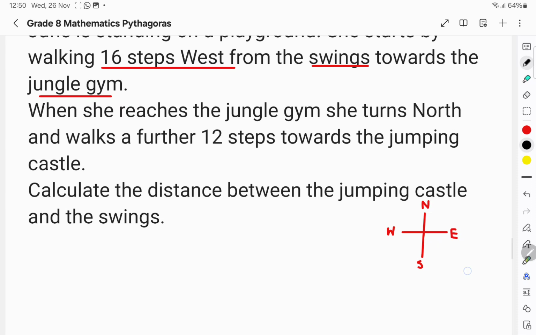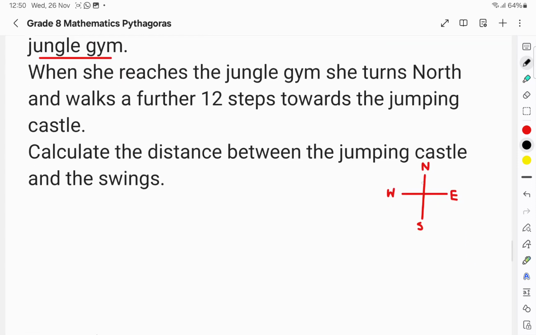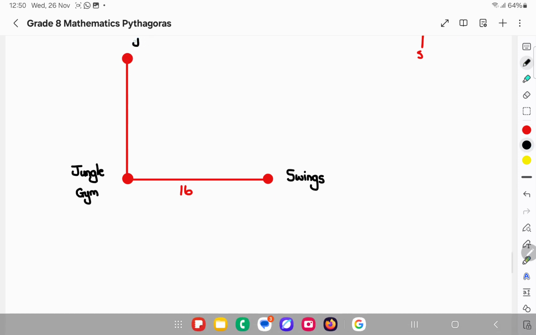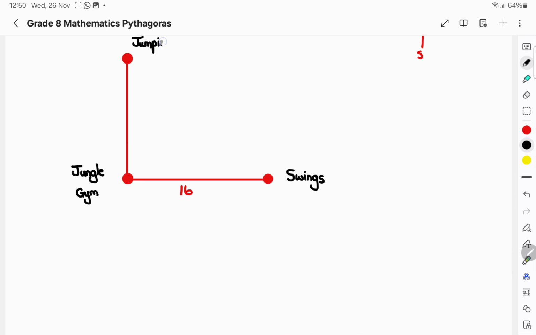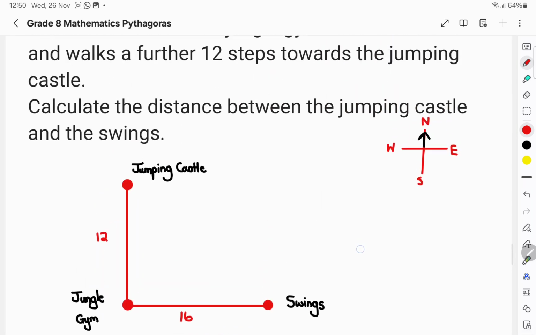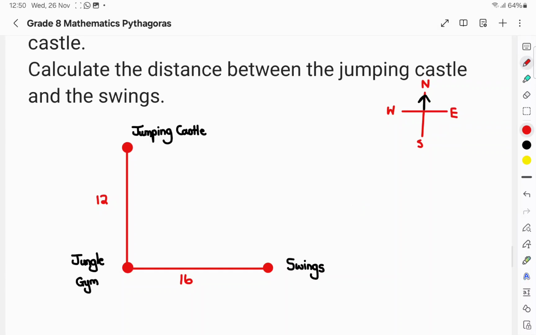Okay, then when she reaches the jungle gym, she turns north, so basically upwards, and she walks a further 12 steps towards the jumping castle. So now she turns north, and then she reaches the jumping castle. And that was 12 steps away. Okay. Calculate the distance between the jumping castle, which is over here, and the swings.